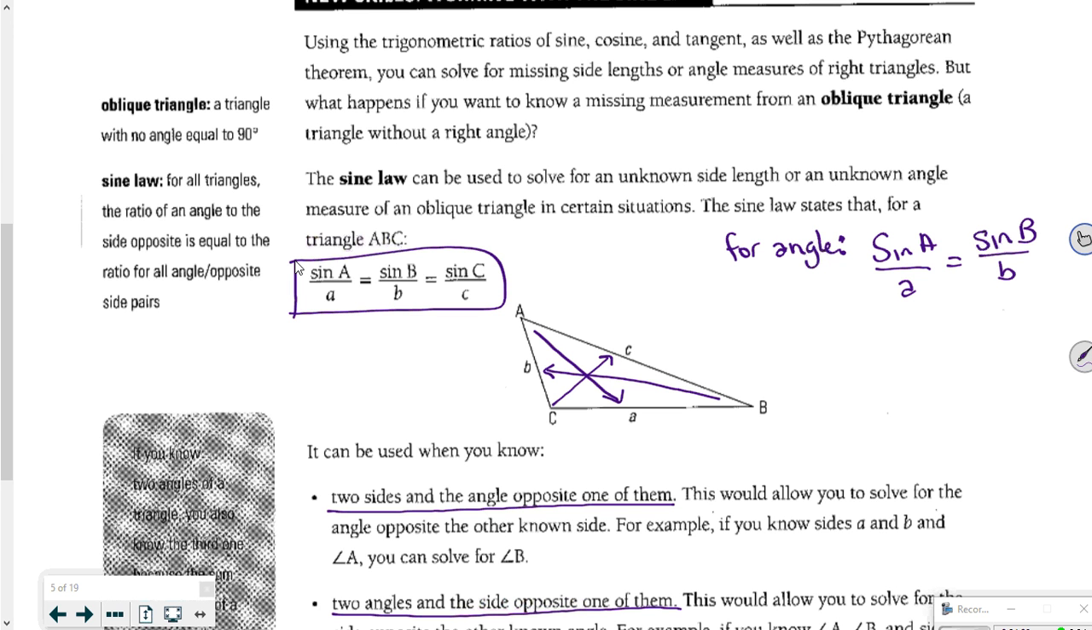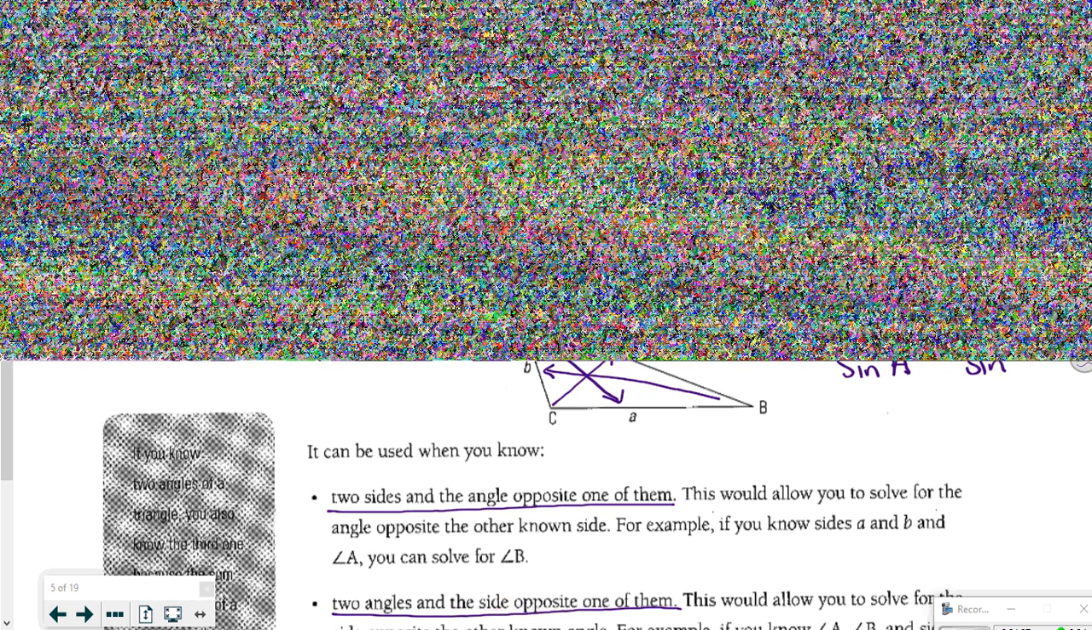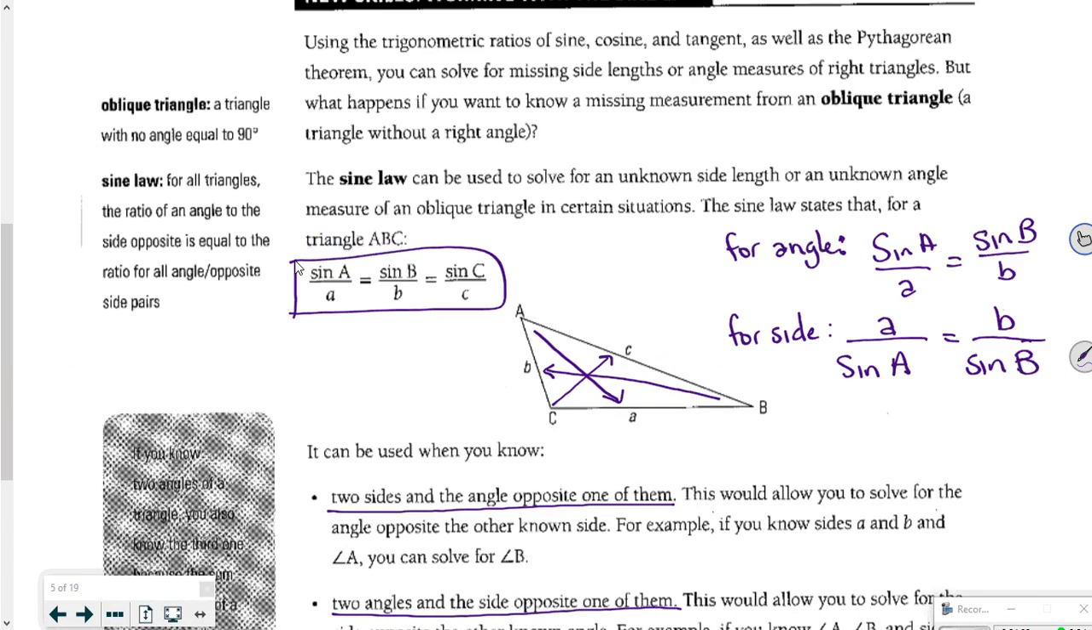If we want to solve for a side length, we're going to write it the other way. It's going to be side A over sine of angle A equals lowercase b, or side B, over sine of angle B. It doesn't seem like a big difference, but it saves you so much time with rearranging. If you're solving for an angle, make sure the angles are on the top of your fractions. If you're solving for a side, make sure the sides are on the top of your fractions. It just makes things way easier.